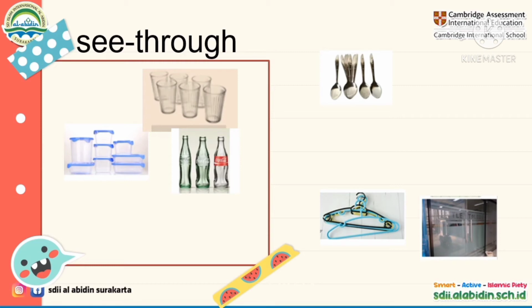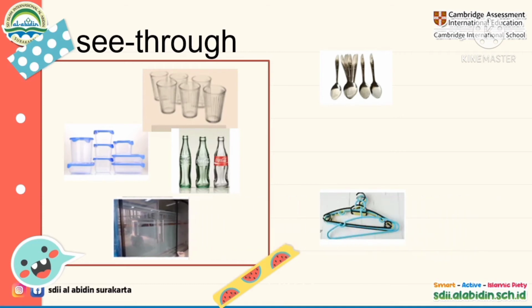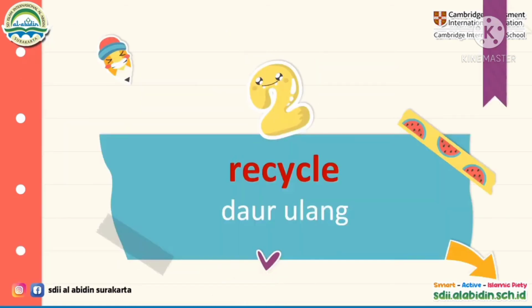And the next one, how about the spoon and the hanger for the clothes? Is it see-through? No. So we have window glass. Window glass, we can see through this material. For example, you can see from the glass of the window what has happened and what is behind the window.